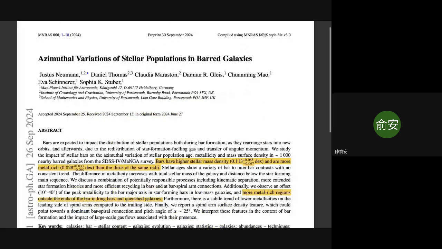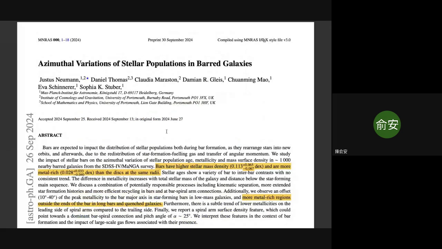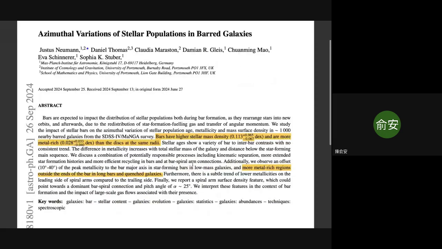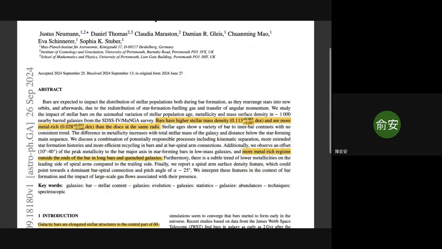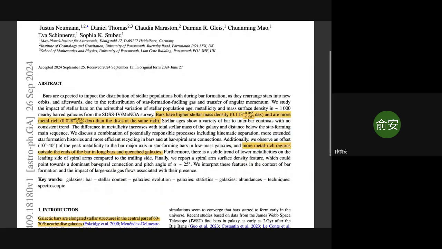Today I'm going to talk about azimuthal variation of stellar populations in barred galaxies. In this paper, they're using the MaNGA survey to investigate the stellar population, especially in the bar. They also analyze the stellar mass density and metallicity within the bar, and then try to see what the properties of the bar are and how they affect galaxy evolution.